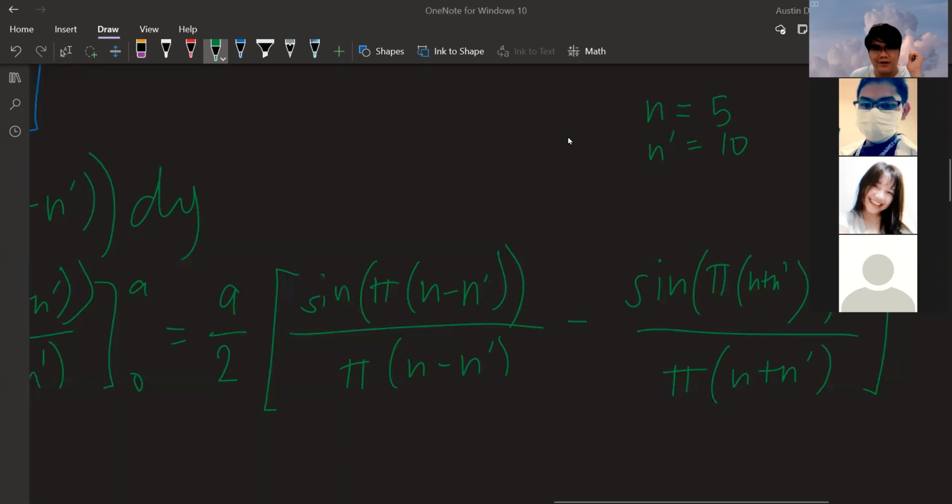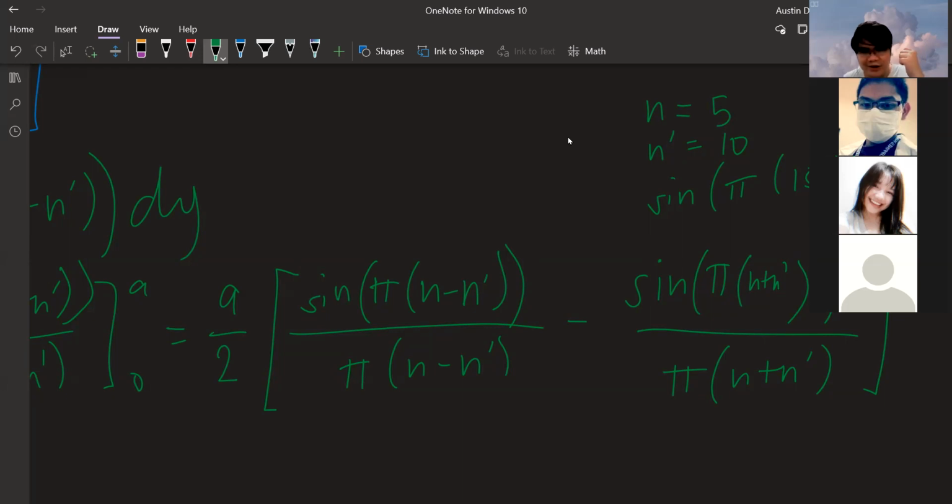Evaluate mo to ngayon. Sin of pi times 15. Okay, ano sagot dito? 0 po. Sa tingin mo, kahit anong value ba nitong n at n prime mo, 0 lang lagi ito? Try ka ibang number. 0 pa rin, di ba?